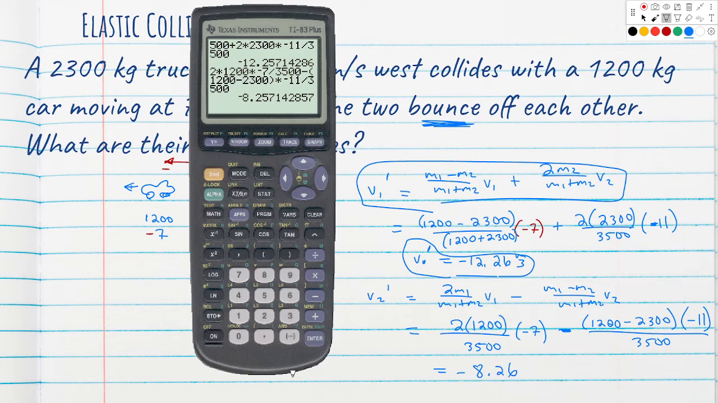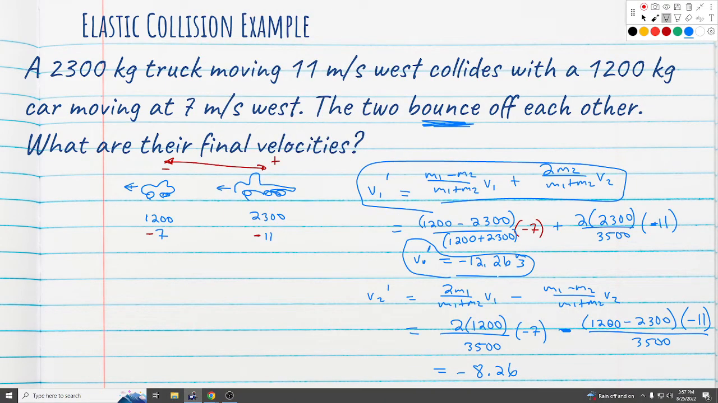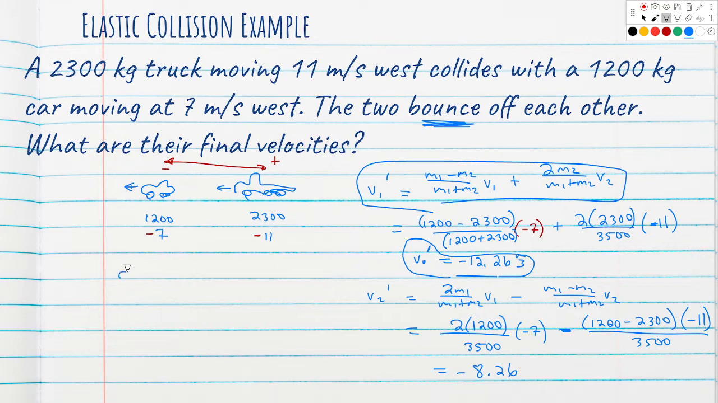Okay, so let's see what those numbers mean again. The car was going to the left with a negative velocity, and now it has an even bigger negative velocity. So this guy shot way out here, and he's going pretty fast because the truck hit him from behind. The truck was going 11, got slowed down to 8, so he lost some speed there. But again, if you go through, the total momentum has got to be the same on both of those.